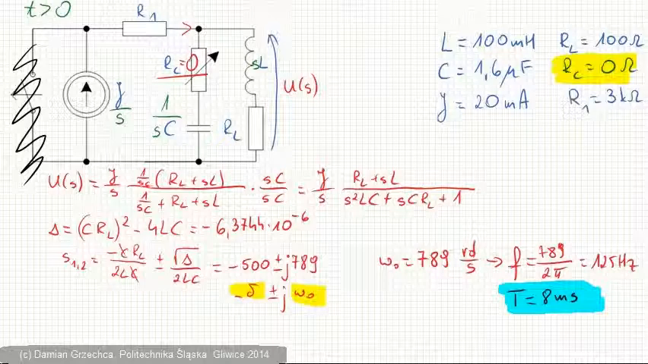So finally, in the given circuit, the response is underdamped, so you are going to observe damping oscillations, the oscillations with a period of 8 milliseconds.